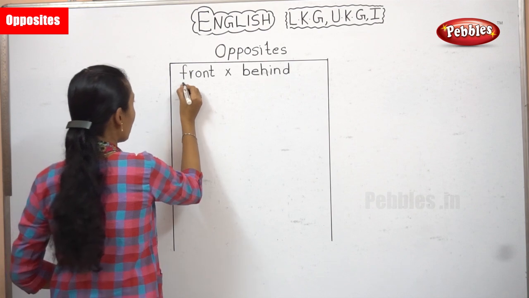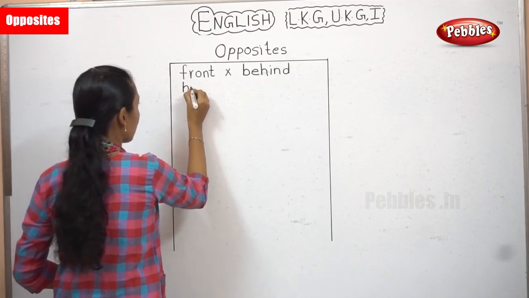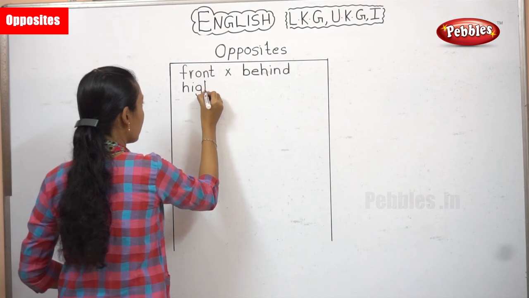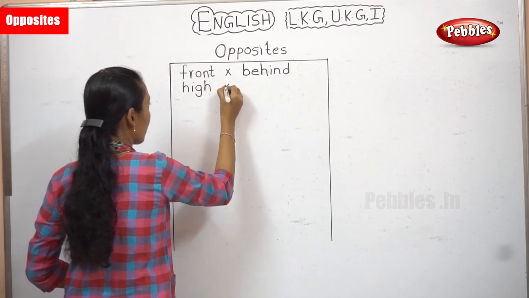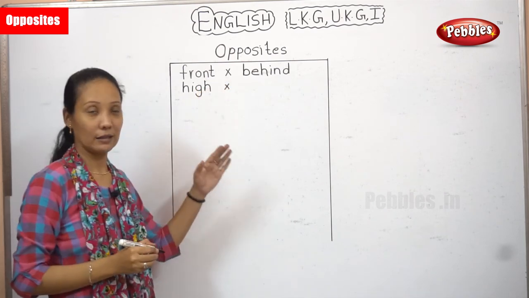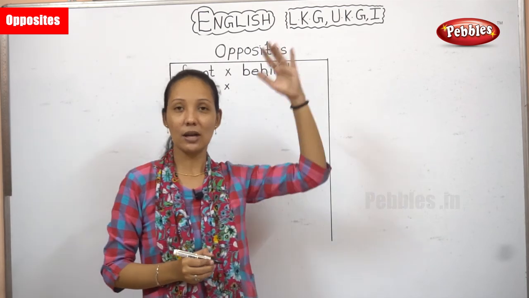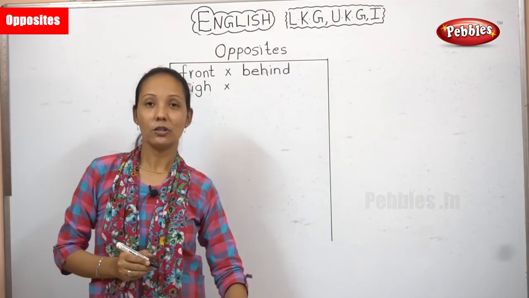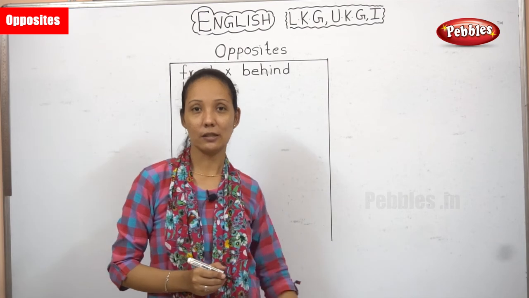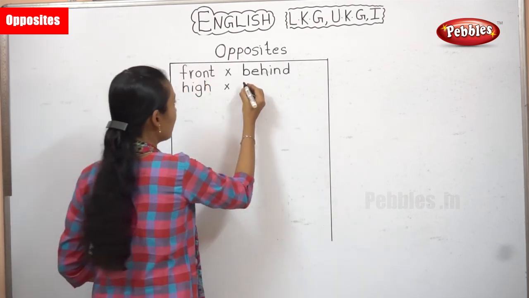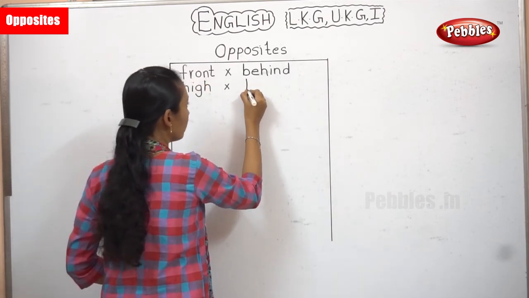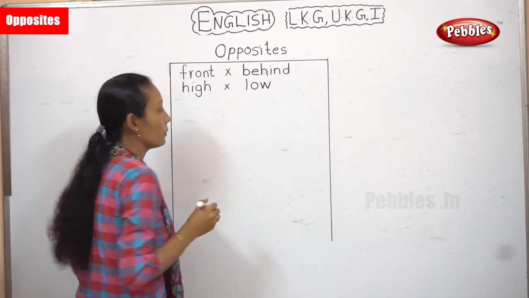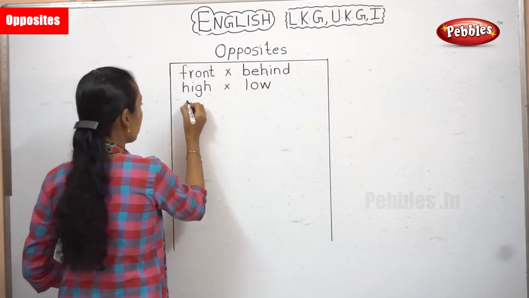Next one, high. So what's the meaning of high? Yes, the great height, isn't it? High. So what can be the opposite of high? Correct, it will be low, isn't it? Low, down. So high is low. L-O-W.